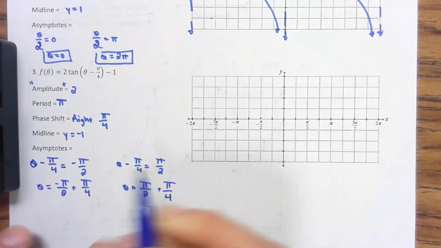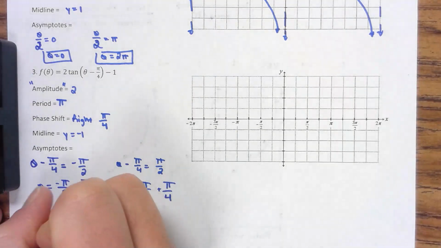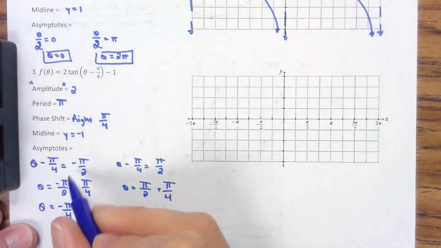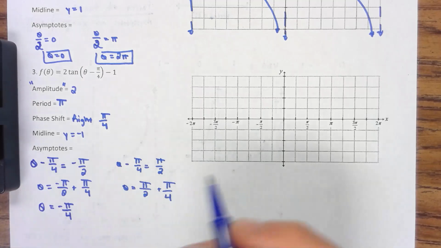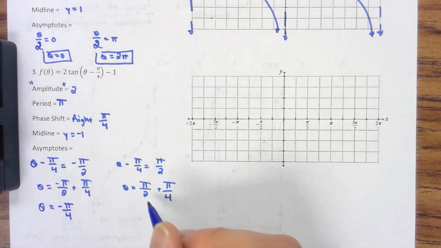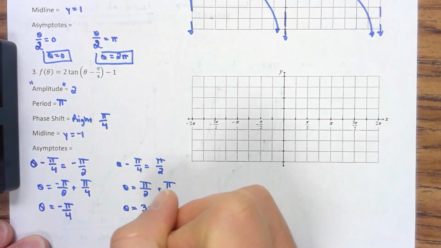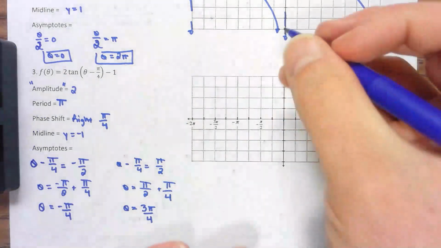Now, we should be getting common denominators. I'm going to do that without showing the work here. So that's negative 2 pi over 4. So negative 2 pi over 4 plus 1 pi over 4 is negative pi over 4. If need be, actually write it out and do the work to get the common denominator. And then here, pi over 2 is equal to 2 pi over 4. If I add 1 more pi over 4, that makes 3 pi over 4. And so that's where our asymptotes are going to be located.